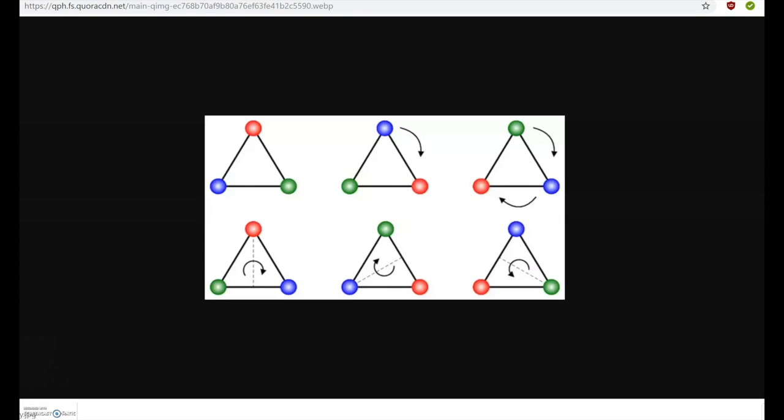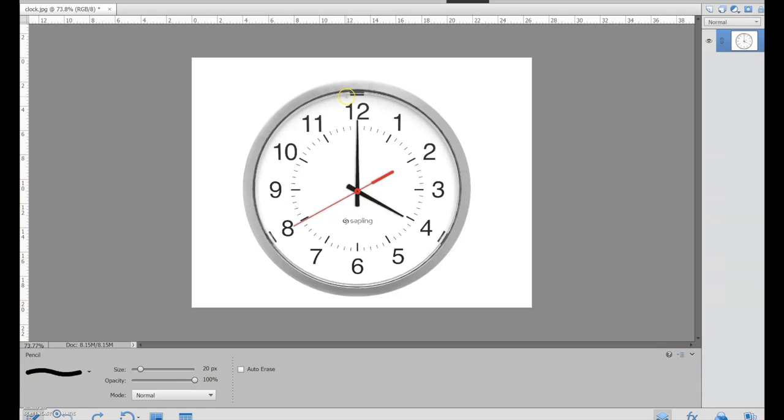Okay, to help you understand groups, let's think about a clock, except instead of a 12, let's say it's a 0. If we modify the clock like this, so the numbers read 0, 1, 2, 3, 4, 5, 6, 7, 8, 9, 10, 11, then we can think of it as a group.